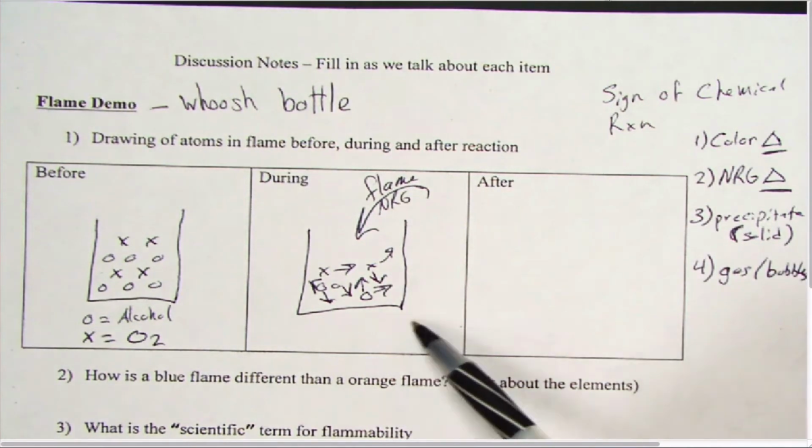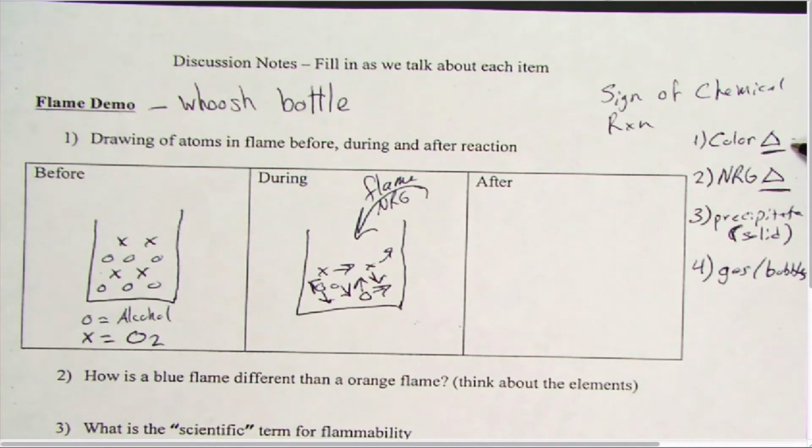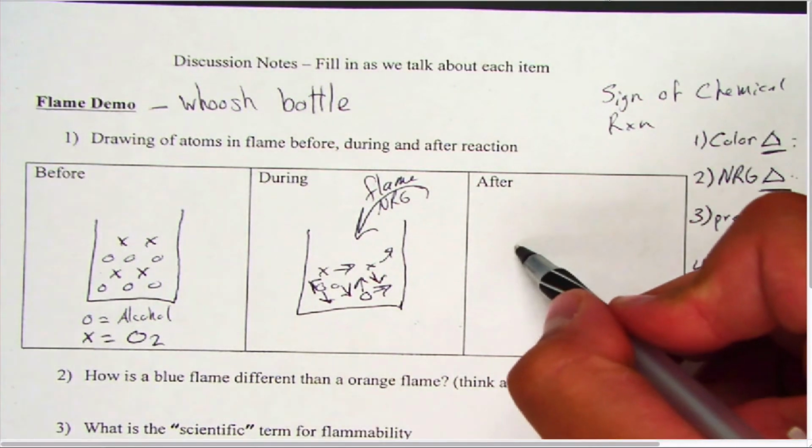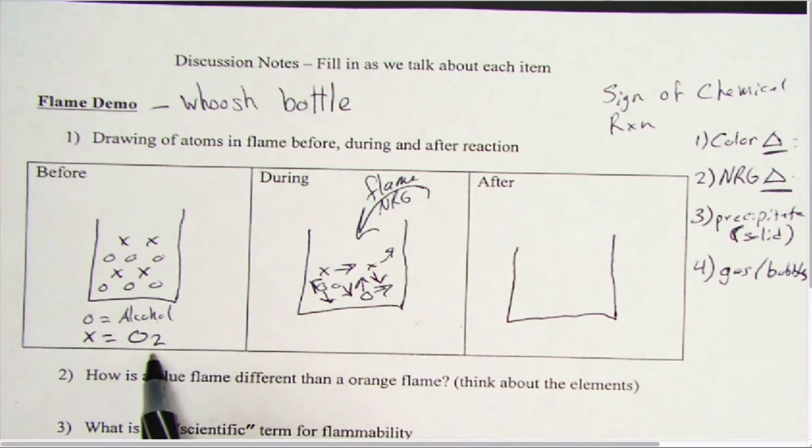And in this whoosh bottle reaction, we saw these first two. We saw a color change, we saw blue and orange flames, and we saw energy change. We felt the heat, we heard it, and it gave off light. So there's lots of stuff going on. So once the reaction takes place, now we don't have alcohol and oxygen anymore. Now we have new compounds.